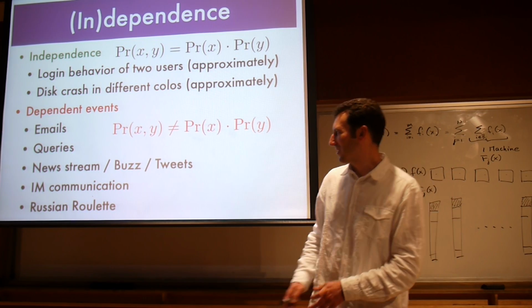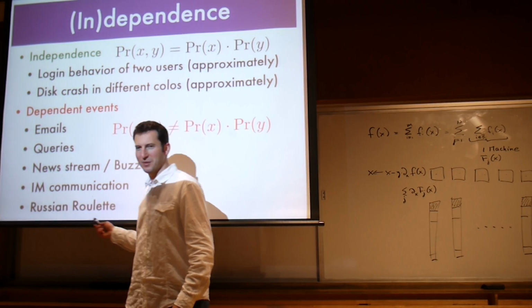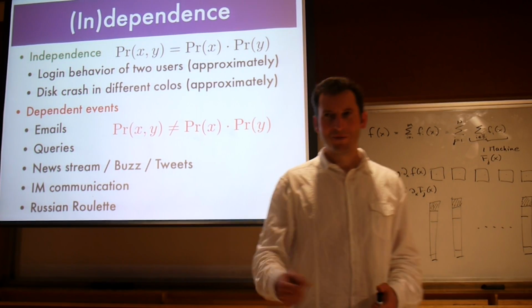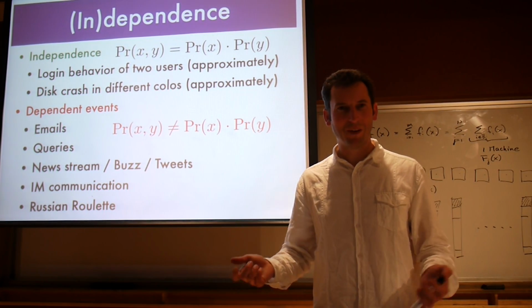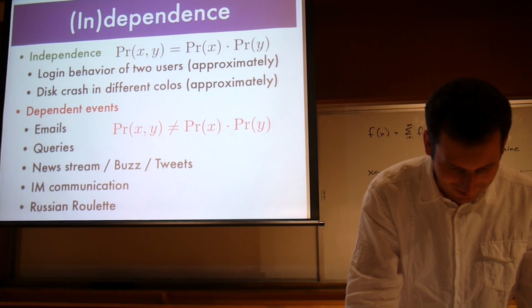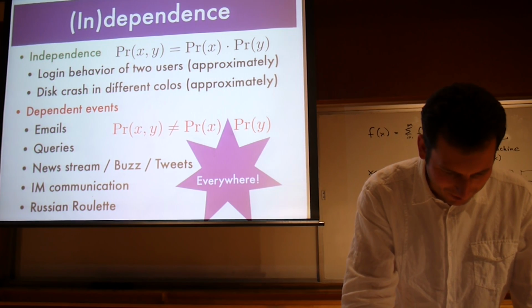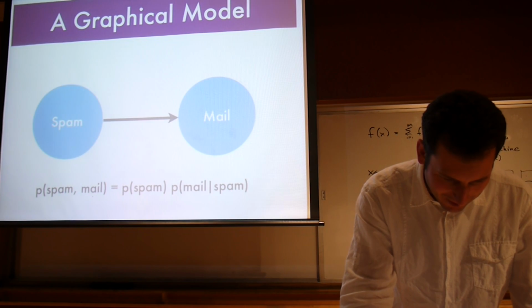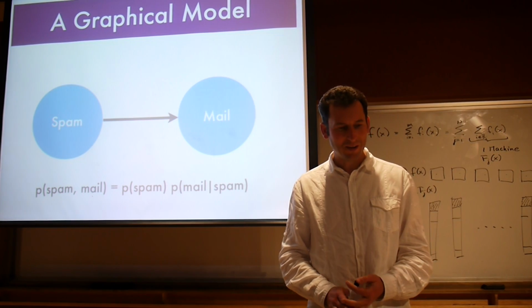So this is an infamous example of dependence. You fired the bullet, you've pulled the trigger 5 times, and you're still alive. Well, you know exactly what's going to happen the next time. So it's everywhere. Now let's look at a very primitive graphical model.